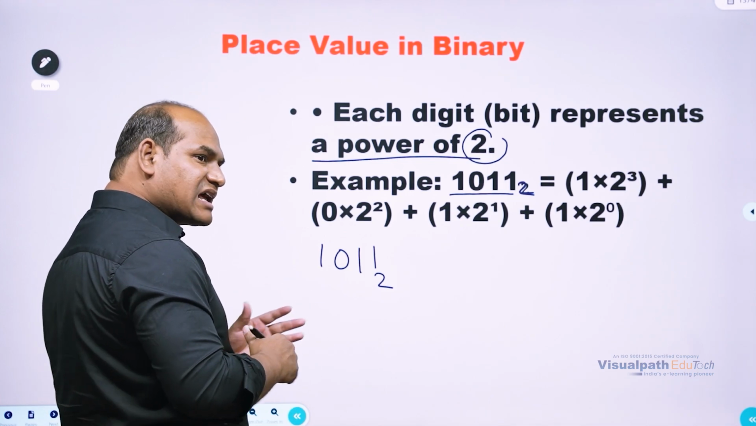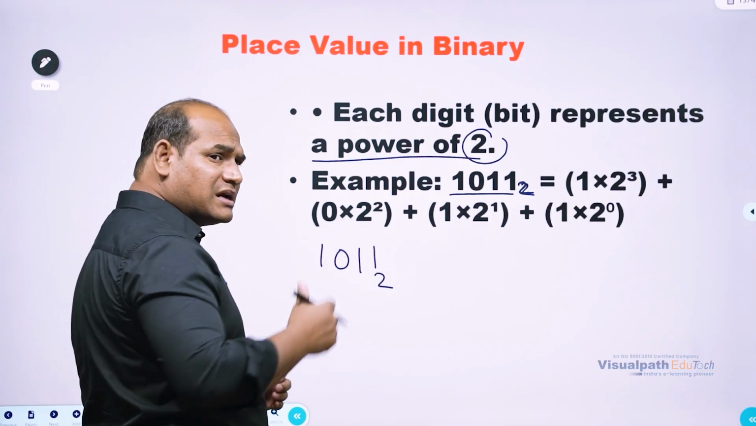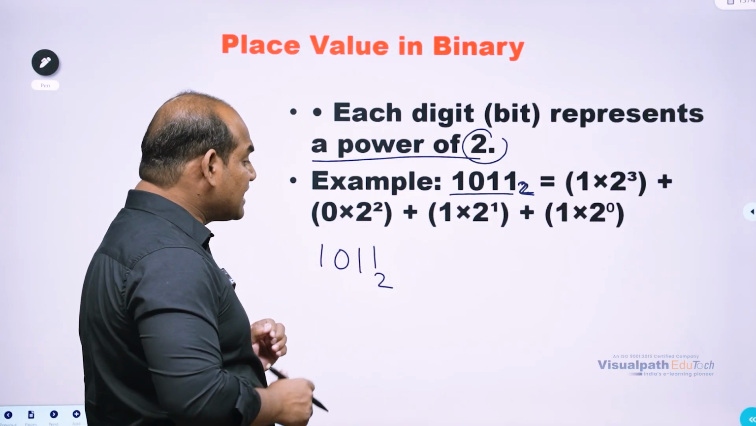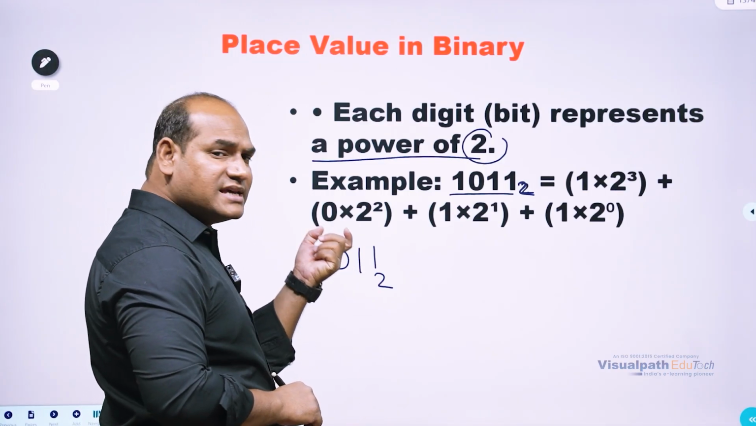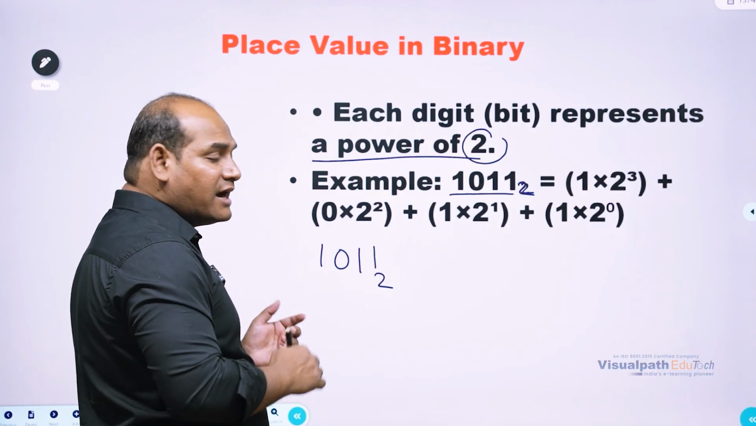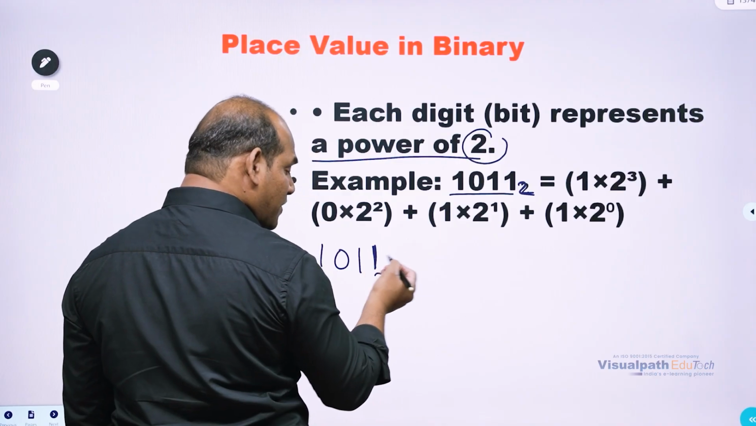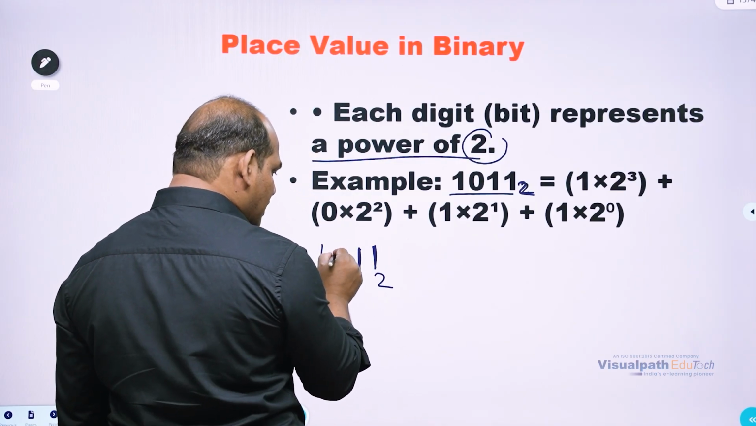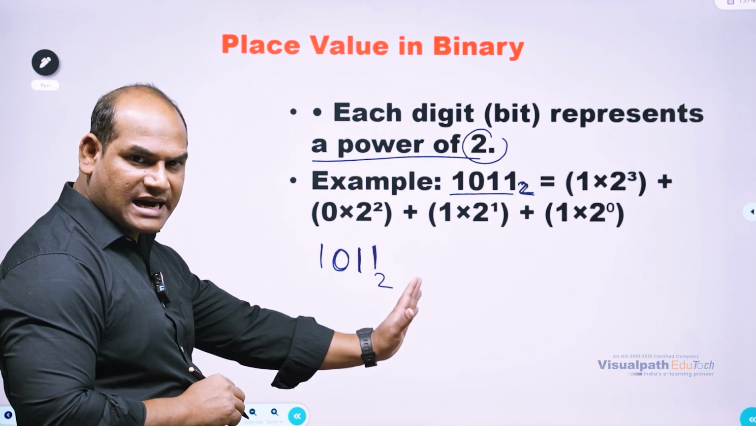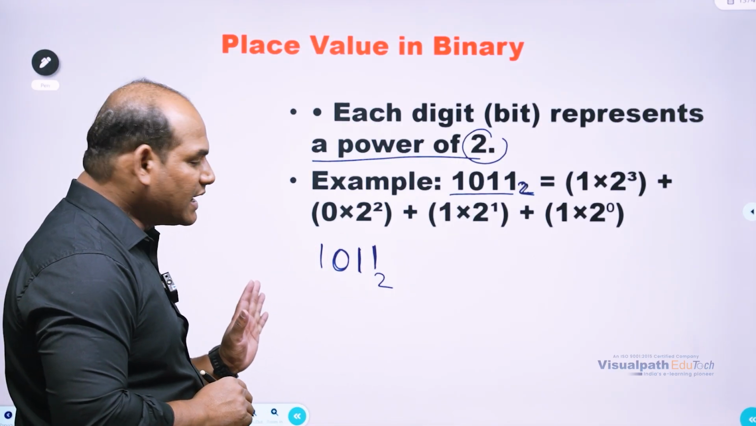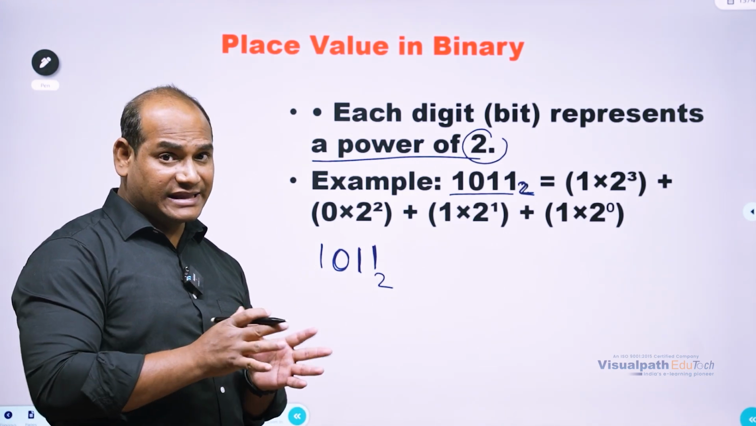So, how to convert this into the decimal number system? That is the part we are going to see here. As I said earlier, each digit or each bit represents a power of 2, and we need to take that from the right-hand side onwards. Each one is representing a power of 2. We need to start from the right-hand side towards the left side, and start the powers like 2 power 0, 2 power 1, 2 power 2, 2 power 3, like that we have to take.